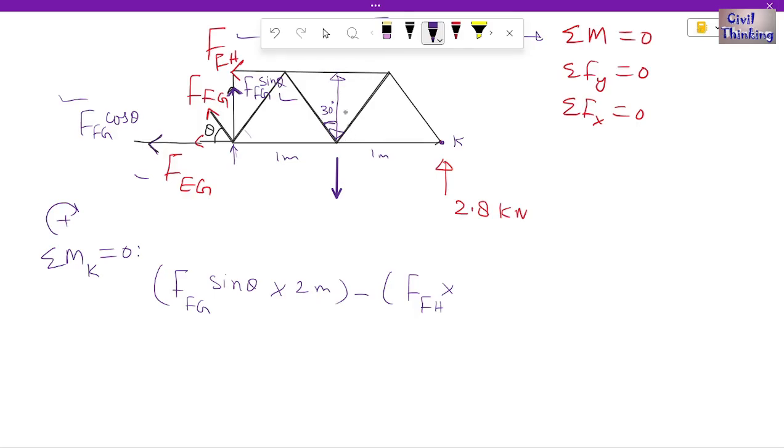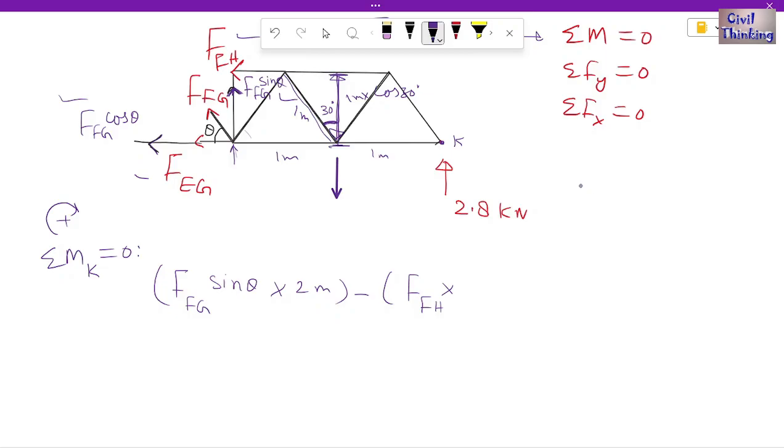So we have to find this normal distance between FH and K, right? How do we find this normal distance? Now this length is 1 meter, because each member is 1 meter. This is the theta angle. So this will be 1 meter multiplied by cosine of 30 degrees, right? This is the cosine component. This length is 1 meter times cosine of 30 degrees.